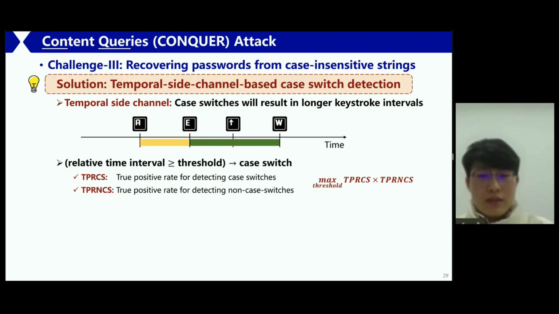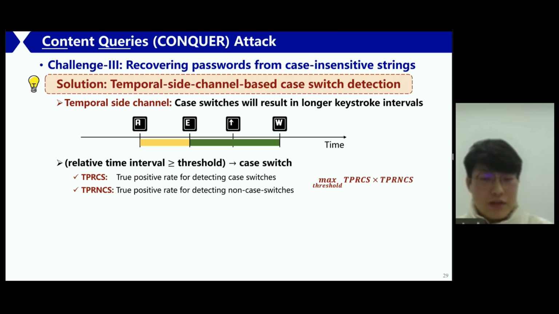Intuitively, it may take the users longer to enter the next letter if they switch between upper and lowercase letters. Therefore, to resolve this challenge, we first propose to exploit a temporal side channel to detect case switches. The basic idea is that if the relative time interval between two letter inputs exceeds a predefined threshold, we determine that the user has switched case.